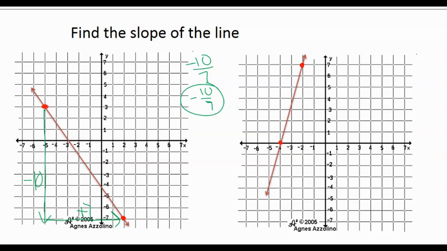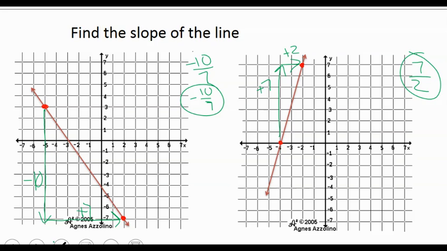All right, I want you to try to find the slope of the next one. So pause it, try and find the slope. All right, so for this one, when you found the slope, you should have ended up going up 7 and then right 2. So your slope is just 7 over 2.